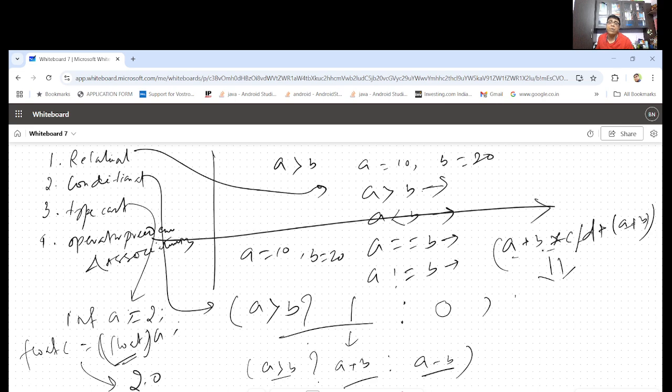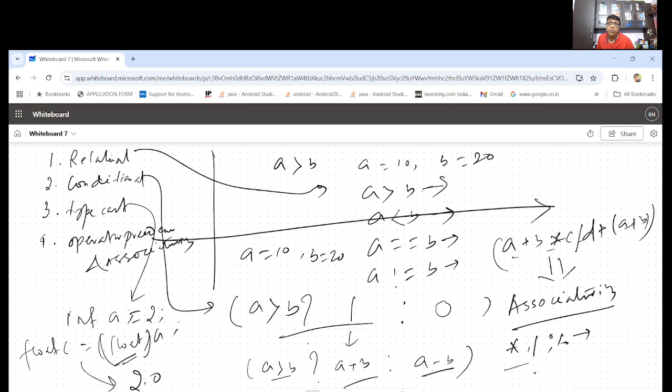Priority means which operation will be performed first. Everyone knows the BODMAS rule, right? So first bracket, then multiplication, division, then addition, subtraction, and like this. But associativity is a different thing. Suppose everyone knows the star, slash, and this one, right? These are at the same level of operator in operator precedence.